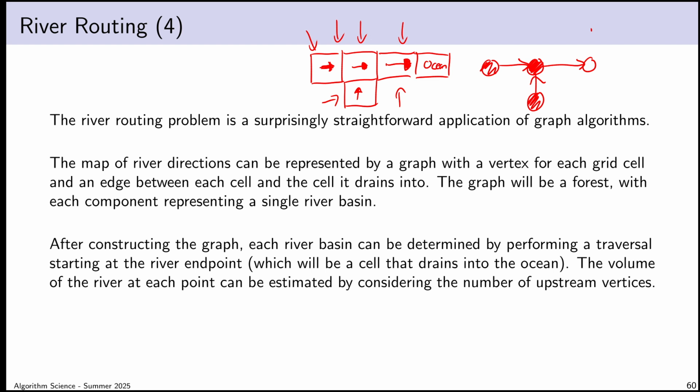And then once you know what's in each river basin, you can just tag everything as being part of the same basin, and you can either never do a traversal again because you've already labeled which cells are part of which river basin, or you can do more traversals to estimate things like the total volume coming in from upstream at each point.